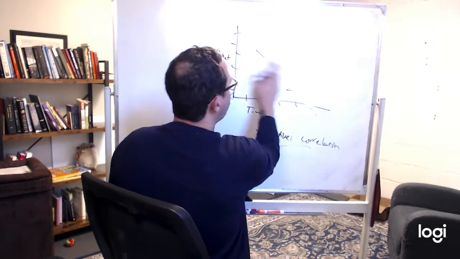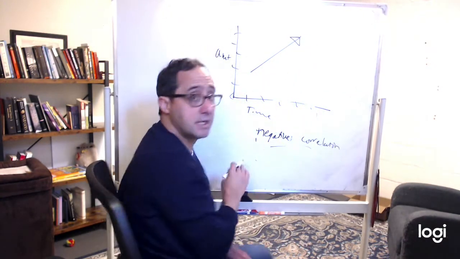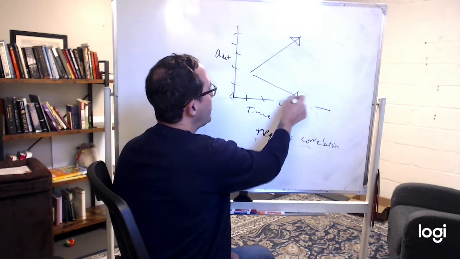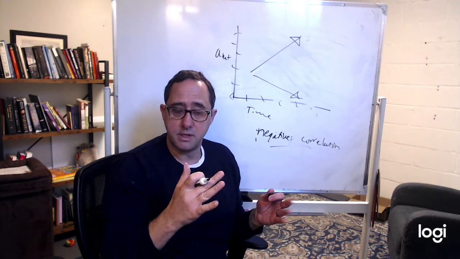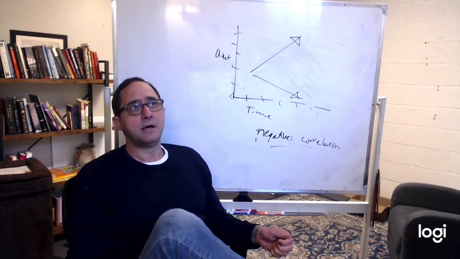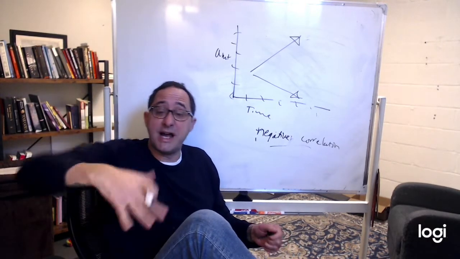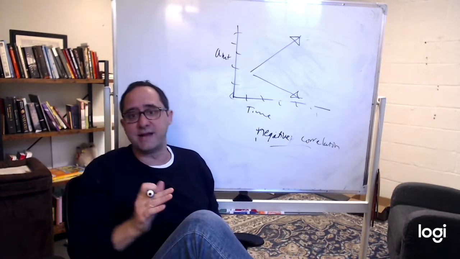Negative. This means that as one goes up, the other goes down. As coronavirus increases in my body, my ability to breathe goes down. They're negatively correlated. As I get more sleep, my irritableness goes down, negatively correlated.